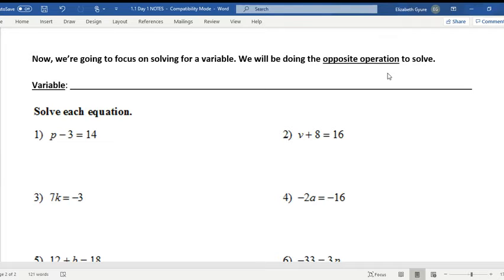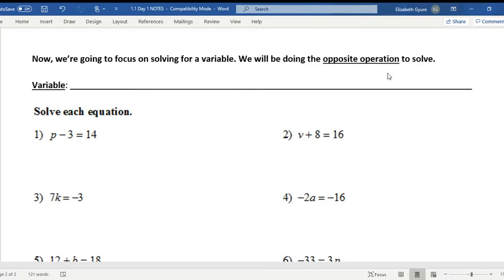What's a variable? I've used that word a couple times. Does anyone see a variable on their paper anywhere? It is, yeah, it's a letter. It's a letter that represents what? A number. Yeah, it's like a missing piece, right?